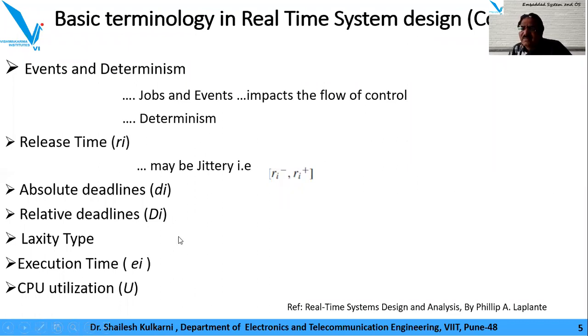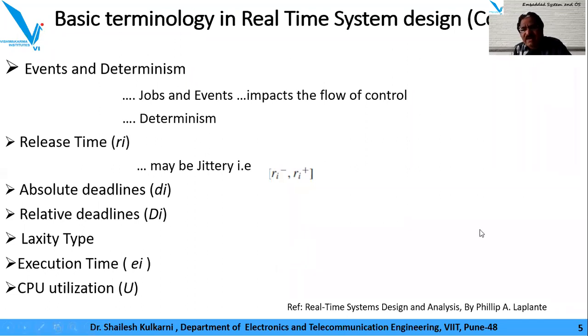Laxity type is nothing but a type of real-time system. It is the degree to which missing the deadline is tolerated, like hard real-time system and soft real-time system. That is what is referred to as the laxity type of a real-time system. Then execution time: the amount of time required for execution of a task. Once the task has a release time, the task also has an end time. The release time and the end time of that particular task together give the execution time of the task.